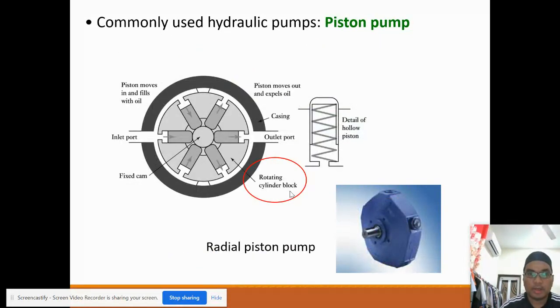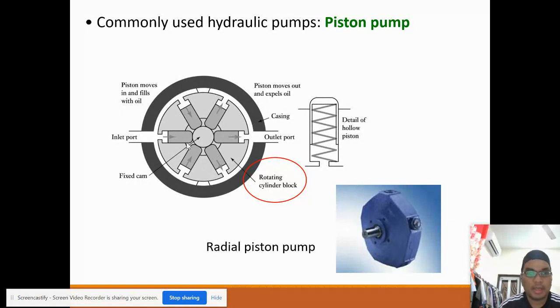Okay, so the next one is on the piston pump. Basically there are two types of piston pumps, the radial and the axial. So this is the radial one. For the radial piston pump, you have these rotating cylinder blocks that will move radially.